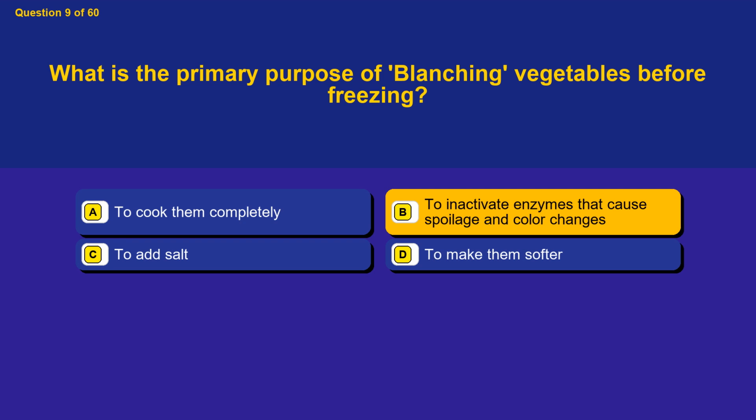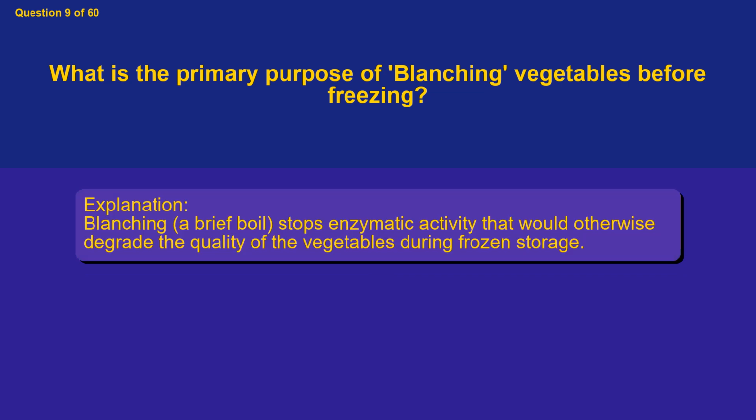The correct answer is option B, to inactivate enzymes that cause spoilage and color changes. Blanching, a brief boil, stops enzymatic activity that would otherwise degrade the quality of the vegetables during frozen storage.